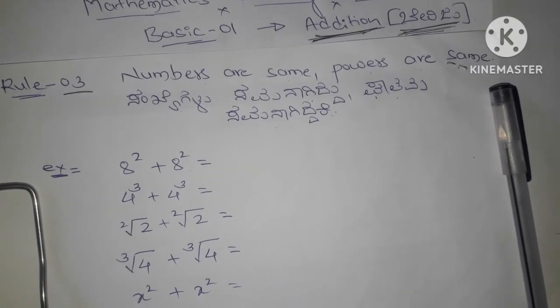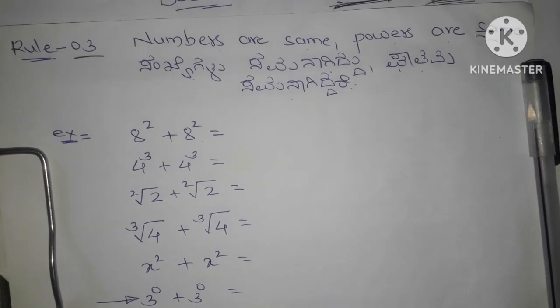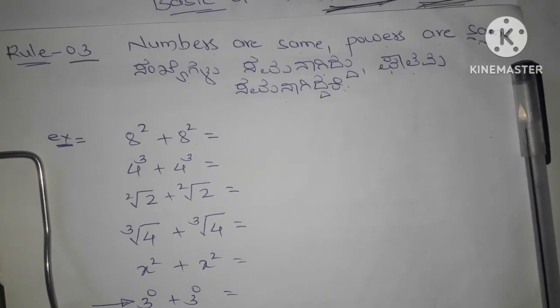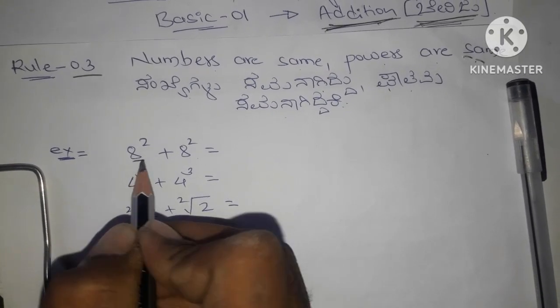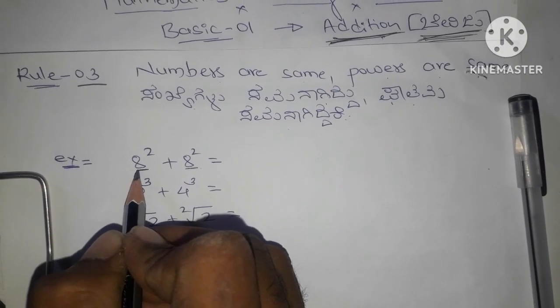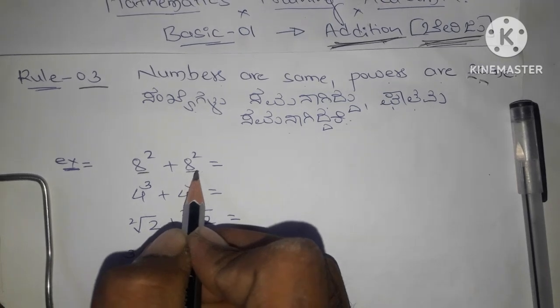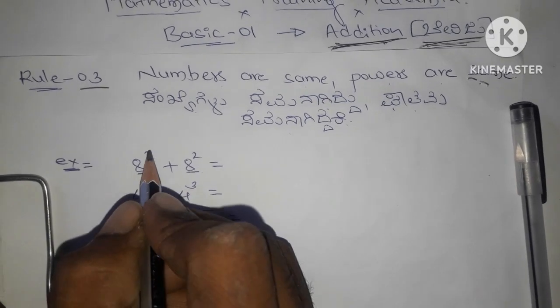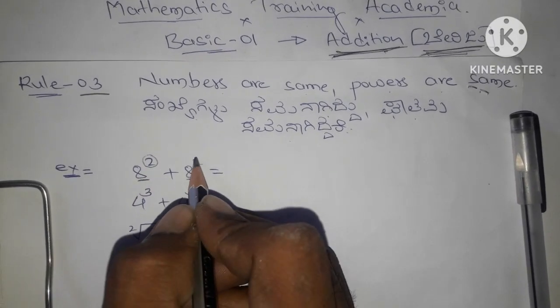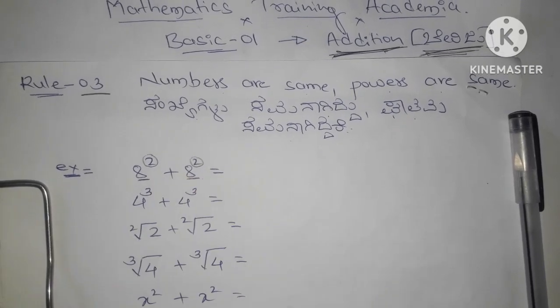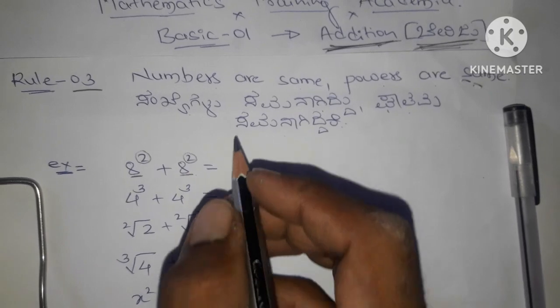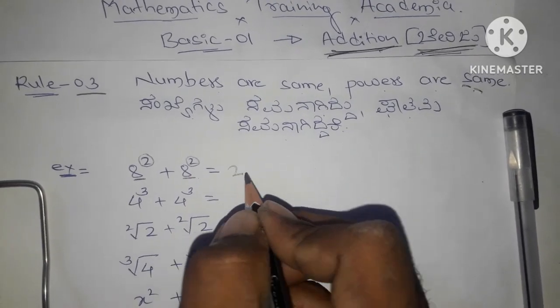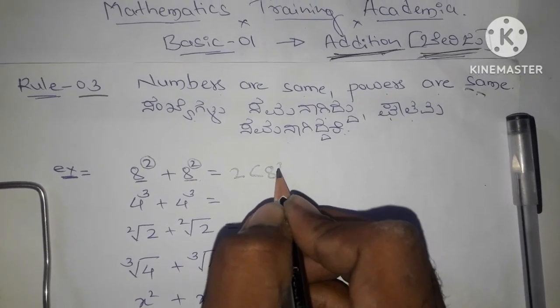So we have some examples over here that we will try to solve. Here you can see in the base we have 8. Here also we have the same number, and their powers are also the same. Here we have 2, here we also have 2. So 8 square plus 8 square can be written as plus 2 into the bracket 8 square.